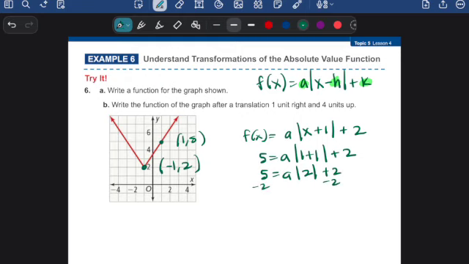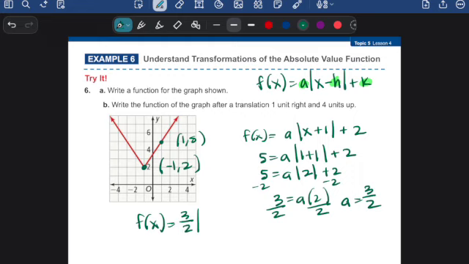Subtract 2 from both sides. 3 equals A times 2. Divide both sides by 2. My coefficient, or my scale factor, is going to be 3/2. So the function we would write then in vertex form, f of x equals, replace A with 3/2 times the absolute value of x plus 1, and plus 2 outside of the absolute value lines.